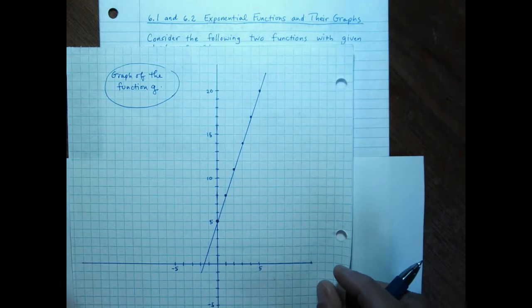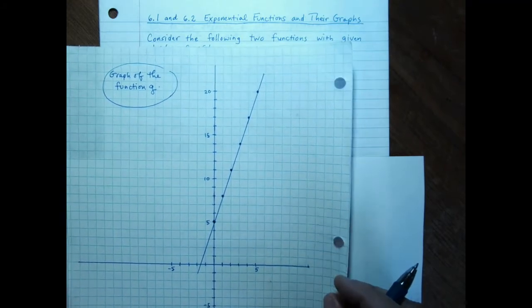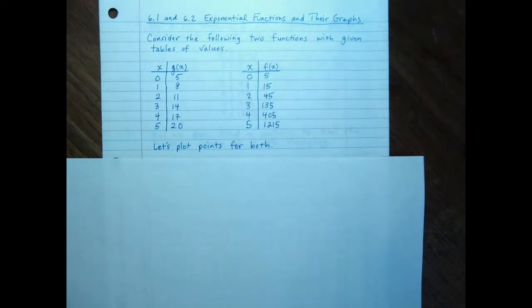Well, that's a linear function, right? We can see from the graph that those points line up exactly. And so g is linear. What about f? So let's plot some points for f here.